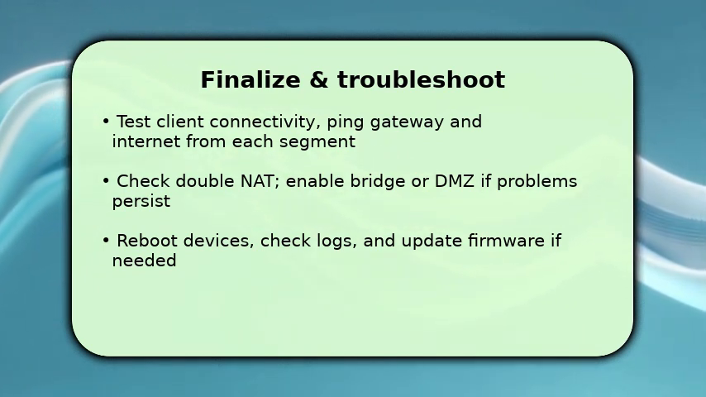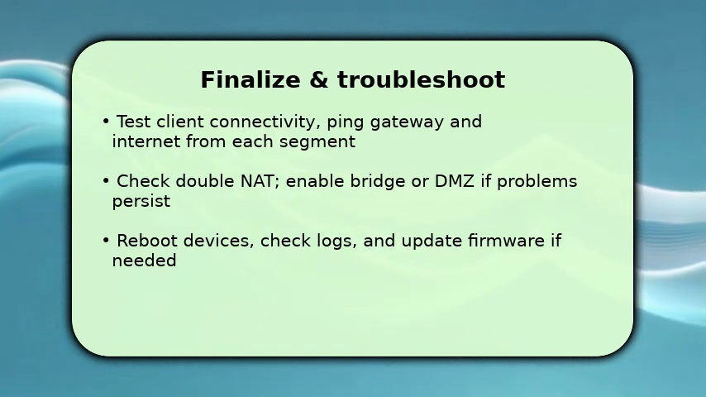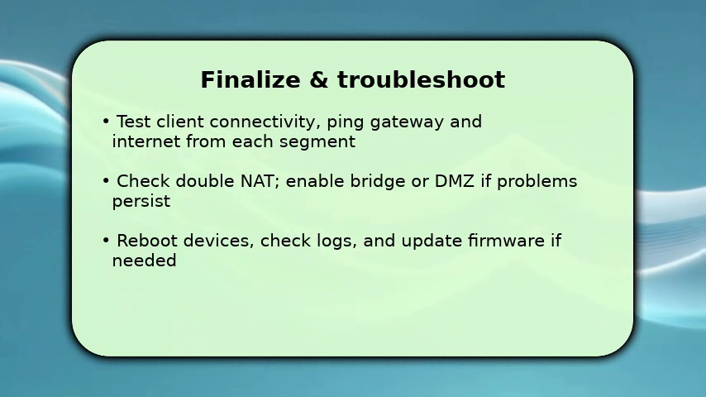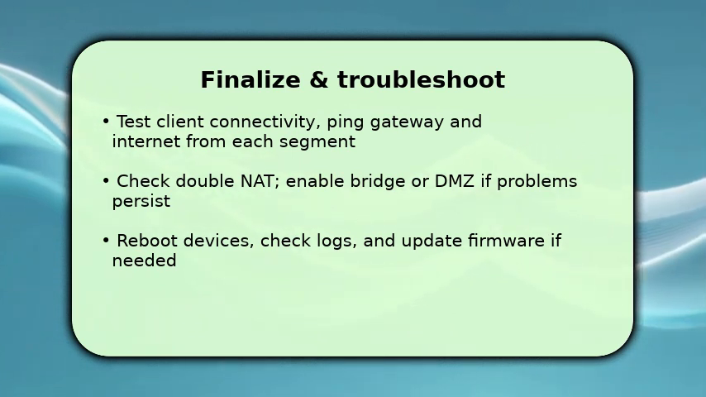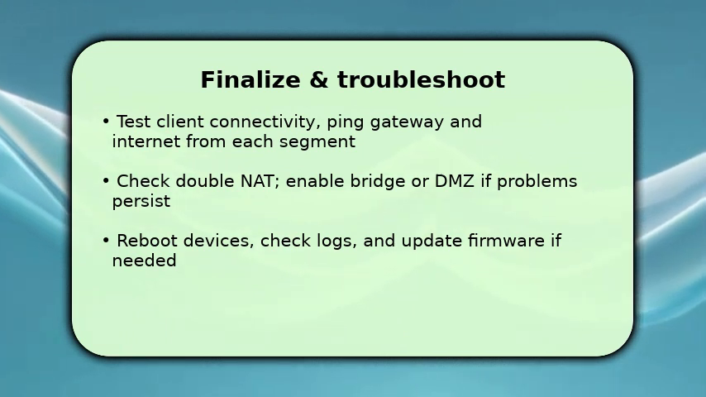Once done, adjust firewall rules for cross-segment access and QoS for priorities. If something goes wrong, reboot targeted devices, inspect logs for DHCP or routing errors, and update firmware to eliminate known bugs.